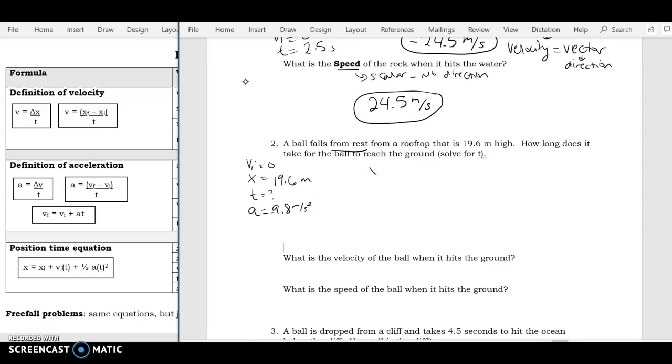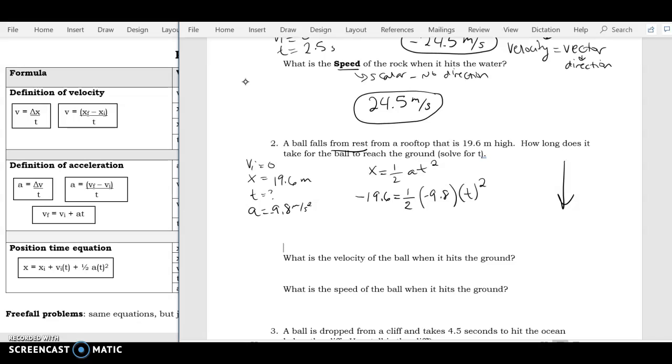So solving for t, x equals 1/2 at squared. This time I know the x is 19.6. I am going to make that a negative 19.6 because it is going down. This will matter in just a minute, and I'll show you why. All right, equals 1/2 negative 9.8 t squared.